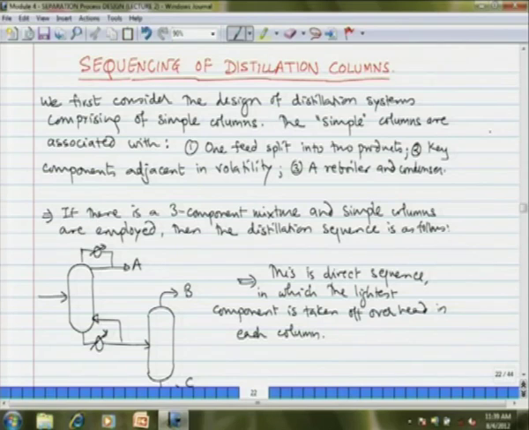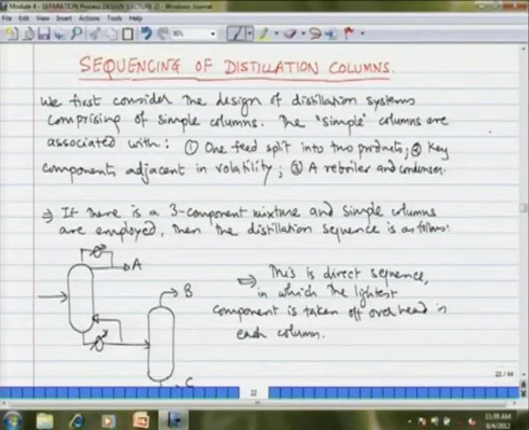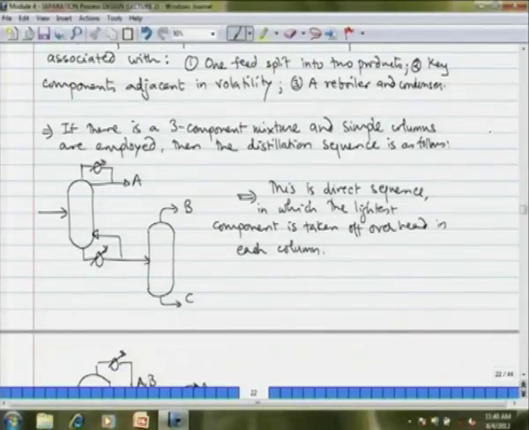Let us see the sequencing of distillation columns, because this is another major question that you are going to face while designing the separation system. We first consider the design of distillation systems comprising simple columns. These simple columns are associated with one feed split into 2 products, key components adjacent in volatility, and a reboiler and a condenser, which are given independent utilities, meaning there is no heat integration as such. Now, if there is a 3 component mixture and simple columns are employed, then we have 2 possible sequences for separation. The first sequence is shown here.